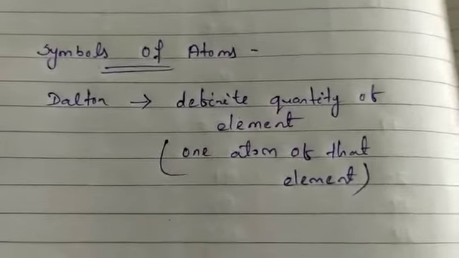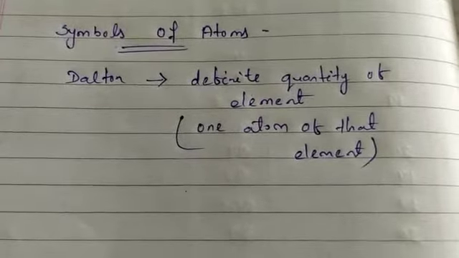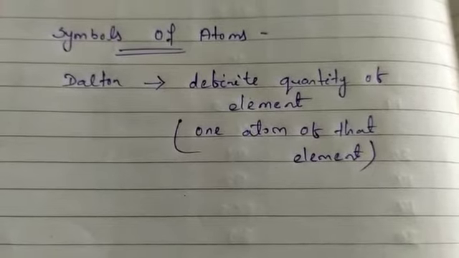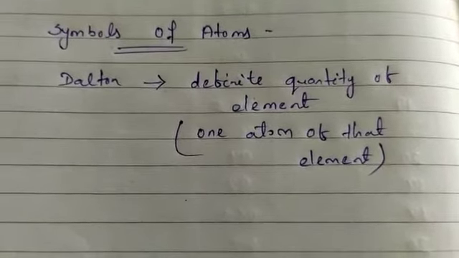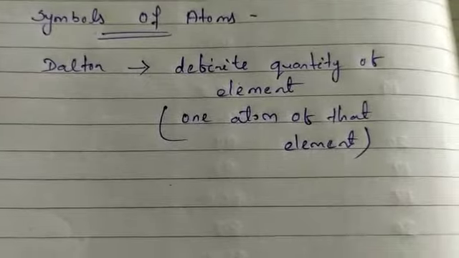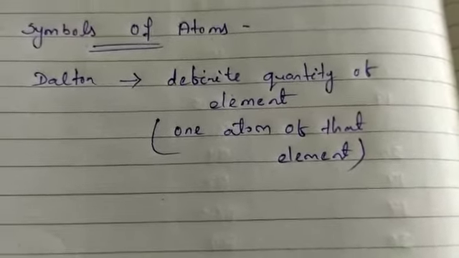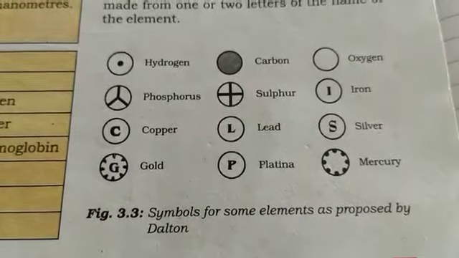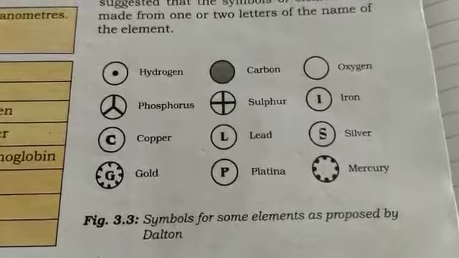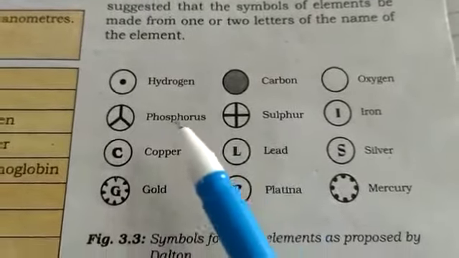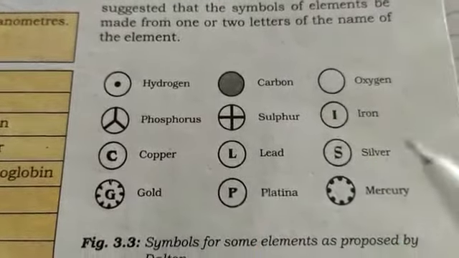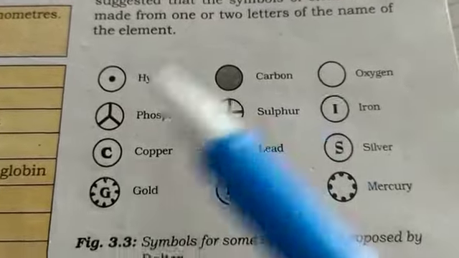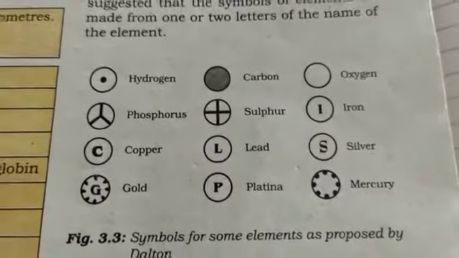So Dalton was the first scientist who used symbols for elements, and a symbol meant a definite quantity of that element, that is, one atom of that element. If we see the symbols proposed by Dalton, different symbols are given for different elements. These are the symbols of some elements proposed by Dalton, like hydrogen, phosphorus, copper, gold, carbon, sulfur, lead, platina, oxygen, iron, silver and mercury.